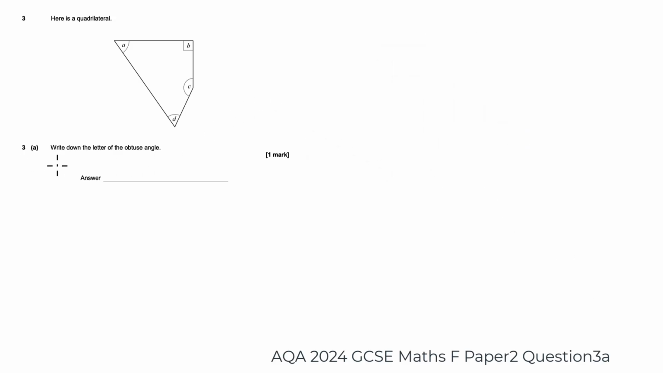So in part A of this question, we're asked to write down the letter of the obtuse angle. There it is there. So that's C. And let's go to part B in the question. It now says write down the letter of an acute angle. Well, that's acute. It's less than 90. And this one's acute. It's less than 90. There's a 90 degree right angle up there. So either A or D.